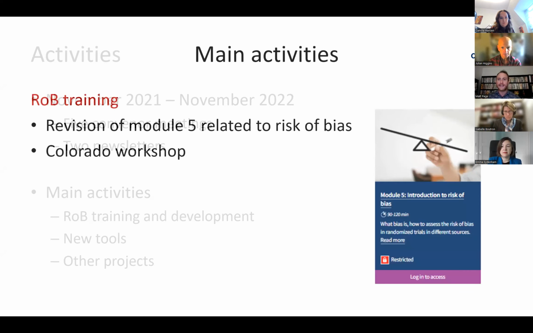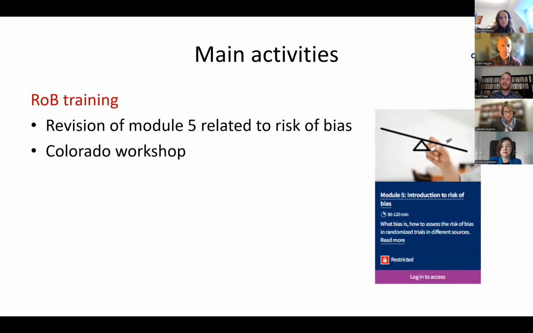So in terms of training, Cochrane has a set of online learning modules, each covering different steps of the systematic review process. And we recently contributed to a revision of the module on risk of bias assessment, incorporating the elements that are included within the Cochrane Handbook and any other more recent evidence that's been accrued in the last few years. We've also done our own workshops on risk of bias throughout the year.